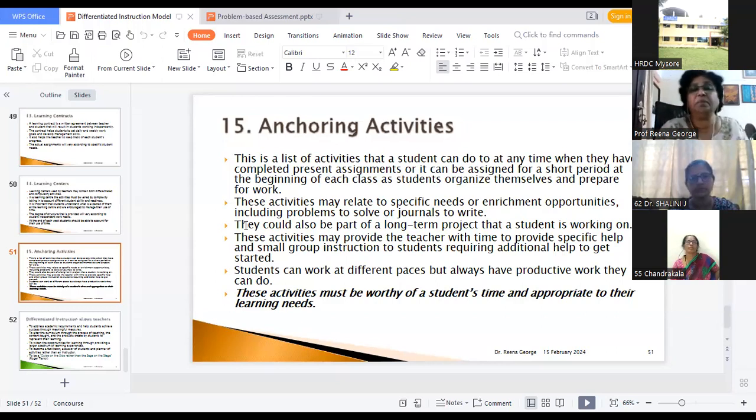They can be given some journals to write or some problems to solve. So these activities may relate to specific needs or enrichment opportunities, including problems to solve or journals to write. That can also be part of a long-term project that a student is working on. One thing we should be careful about is this: anchoring activities must be worthy of a student's time and appropriate to their learning needs, so that they find it meaningful.